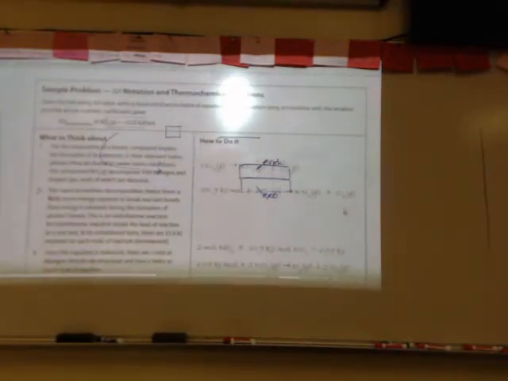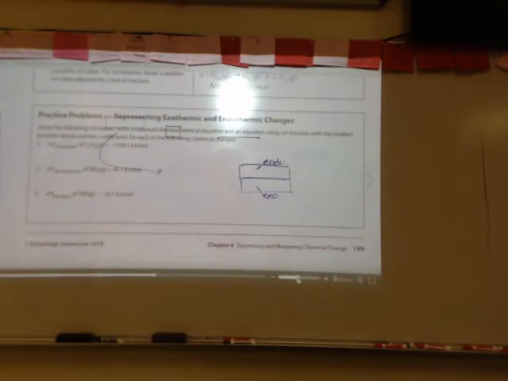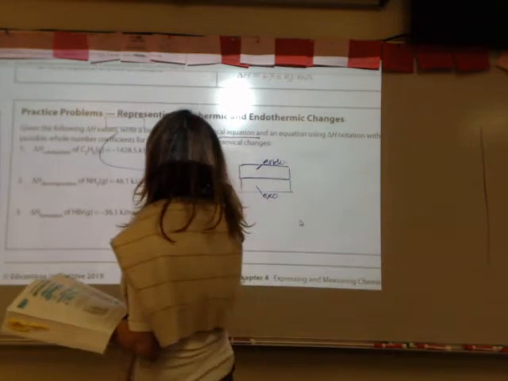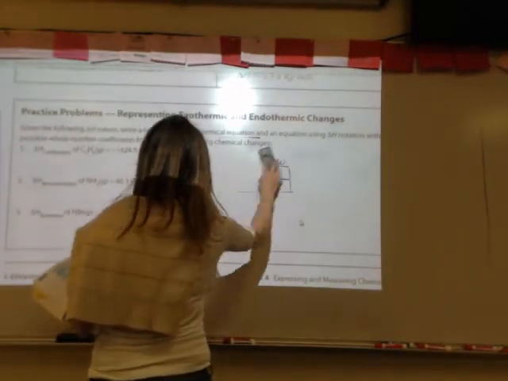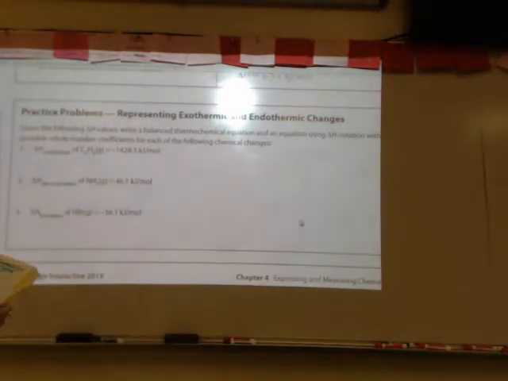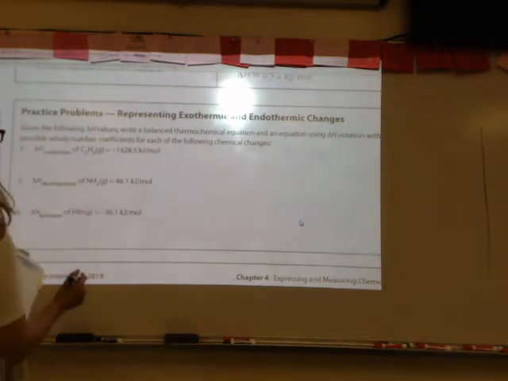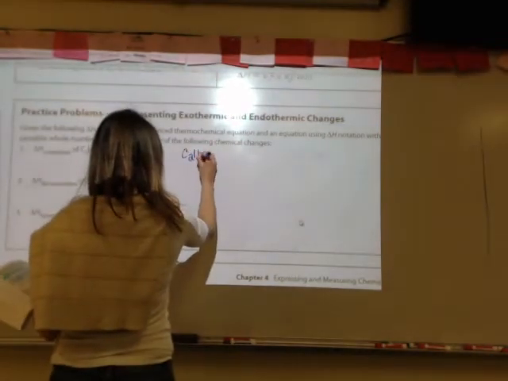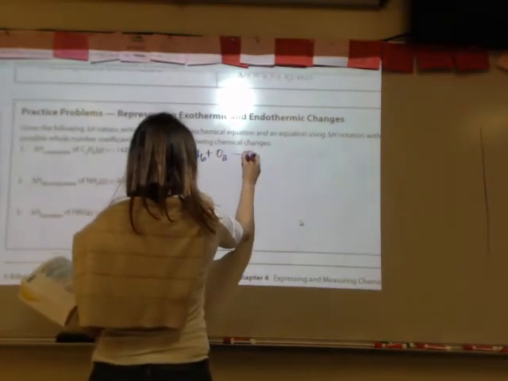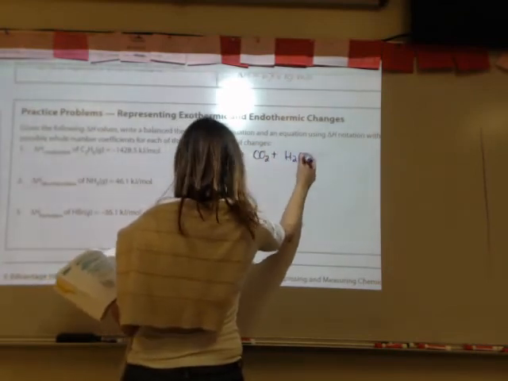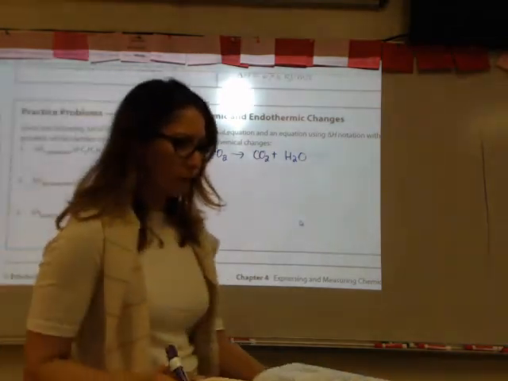Now, if we go on to the practice problems here. They gave us the delta H values, but they want us to write the balanced thermochemical equation and an equation using delta H notation with whole number coefficients. So here we have the combustion of C2H6. Combustion reactions are where you have oxygen combining with that hydrocarbon to make carbon dioxide and water.